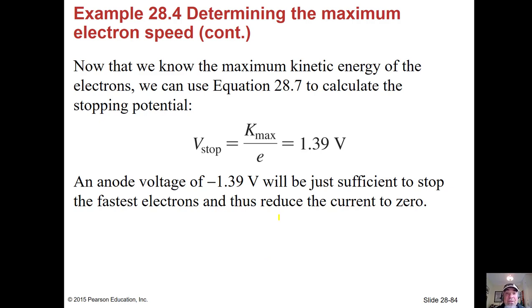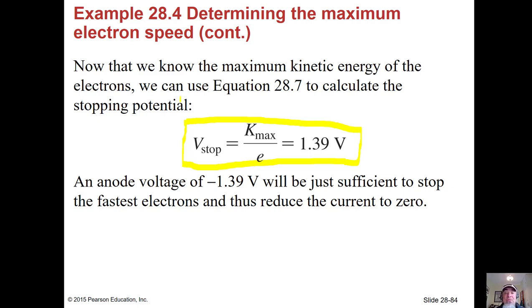So what's the stopping potential? Here's the formula for the stopping potential. Remember what the stopping potential is. You take the battery in the photoelectric effect setup and you reverse it. You want to stop all electrons from making it across. So you're taking all of the kinetic energy from electrons and turning it into electrical potential energy. That's where this formula comes from.